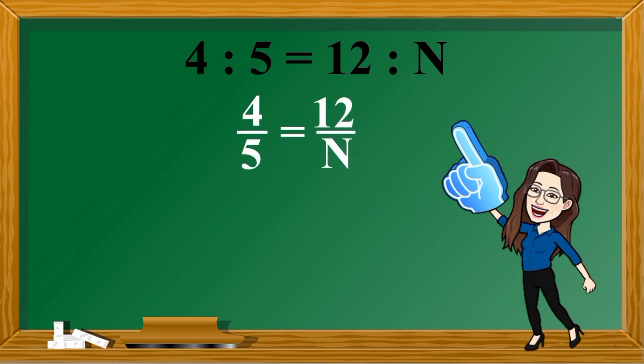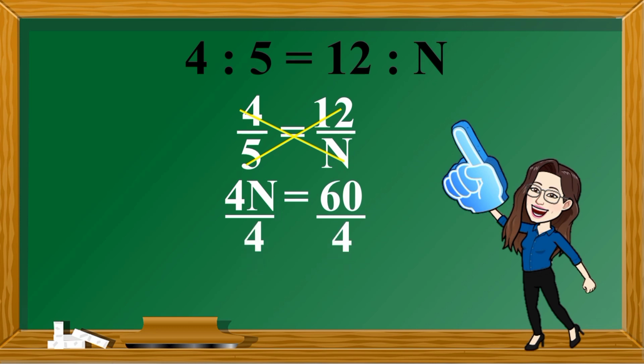4 multiplied by n is 4n. 5 multiplied by 12 is 60. Divide both sides by 4. 4n divided by 4 is n. 60 divided by 4 is 15. Did you get the correct answer? Good job!